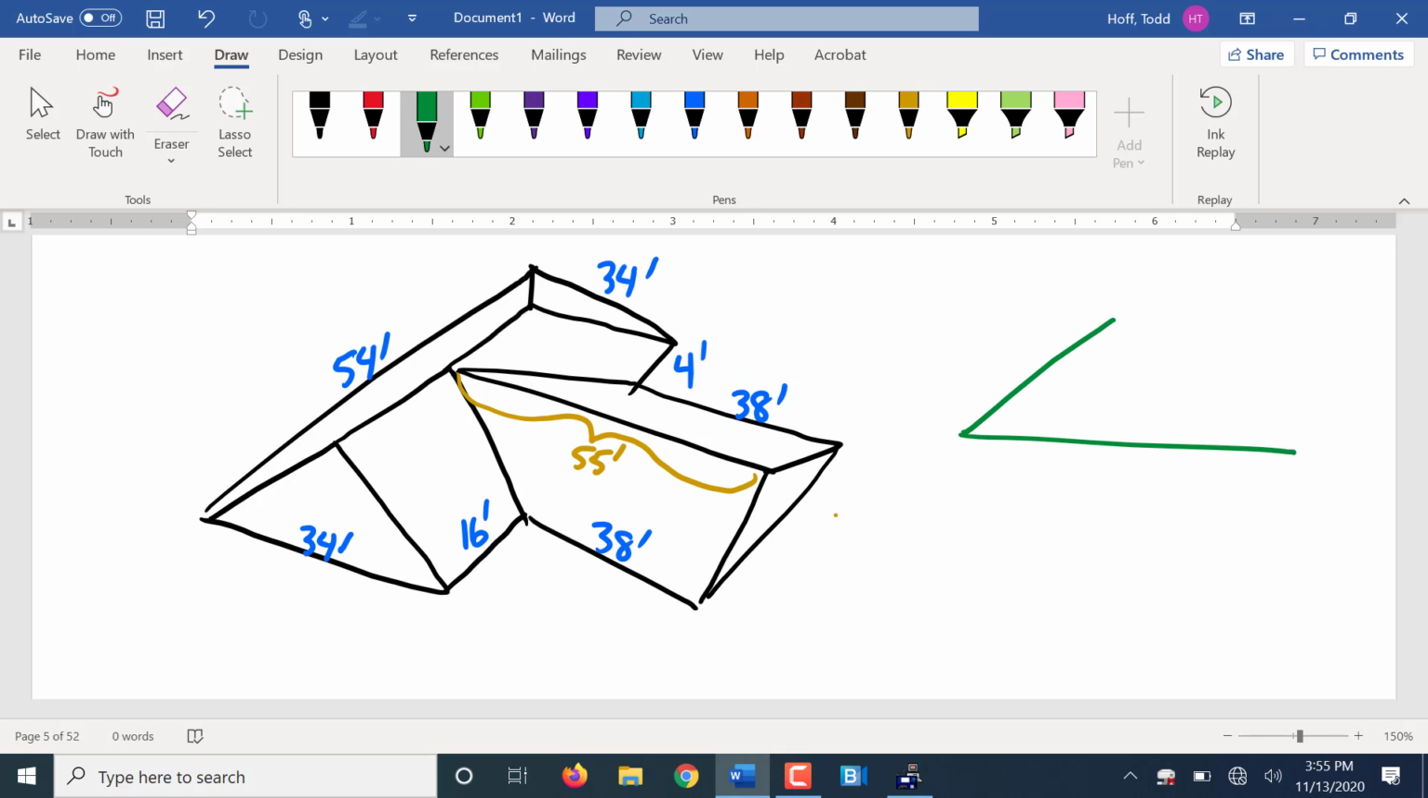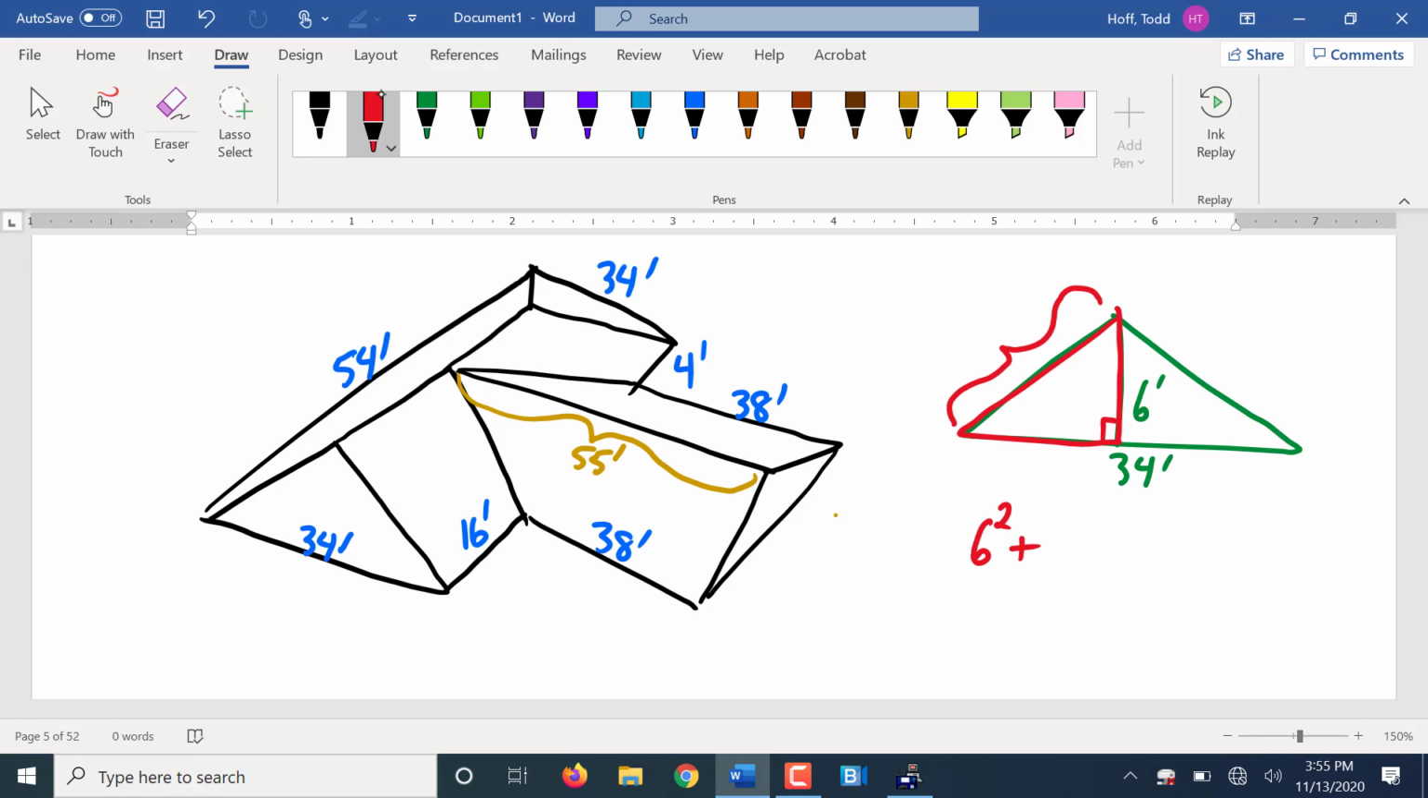If I look at the gable end here, we're given that this is 34 feet and this is 6 feet. So now we want to look at this triangle here. This is the slant height or the slope length of our roof. How do I find that? Pythagorean theorem. So it'll be 6 squared plus, careful, not 34, 17. There we go, half of the 34. This will come out to be a decimal. So 18.03 feet.